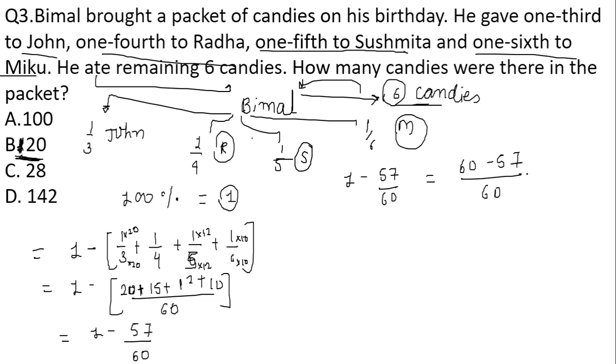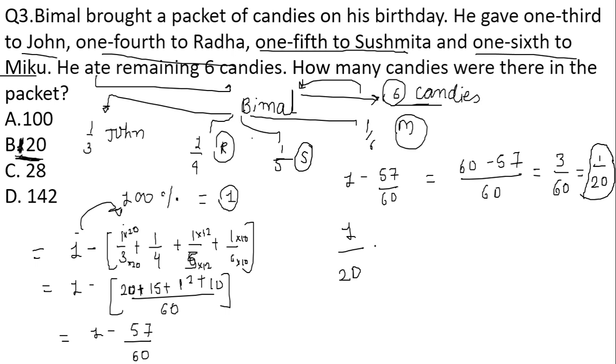So this will give me 3 upon 60, which means 1 upon 20. These are the left out candies with Bimal. It means from 1 unit, the 100% of the packet, he distributed 1/4, 1/5, 1/6 and 1/4 to the people around him. From that 1 unit, the left amount is now 1 upon 20.